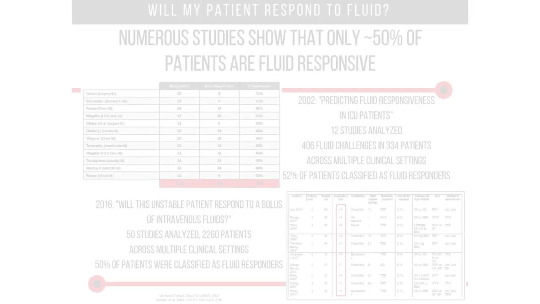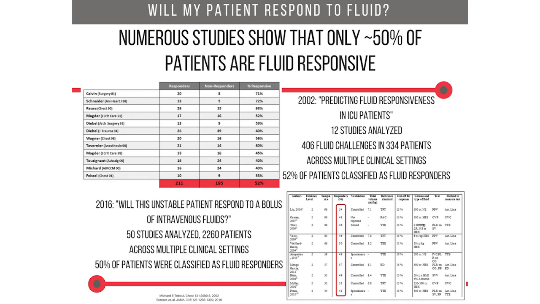What is striking is that when we do assess these patients, only approximately 50% of hemodynamically unstable patients are going to increase their cardiac output in response to a bolus of fluid. So in other words, only half are benefiting from that fluid. Study after study has shown this. Represented here on your screen, you have the 2002 meta-analysis. We have a 2016 updated meta-analysis by Monet that continues to confirm these results, right?